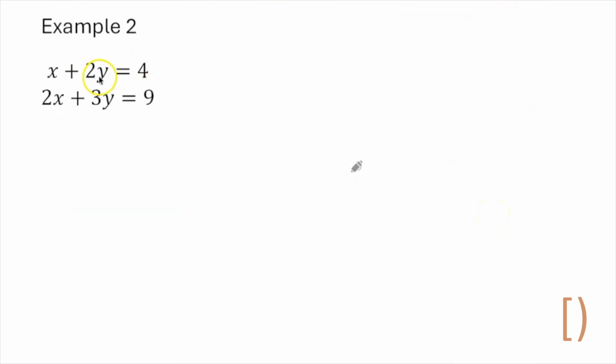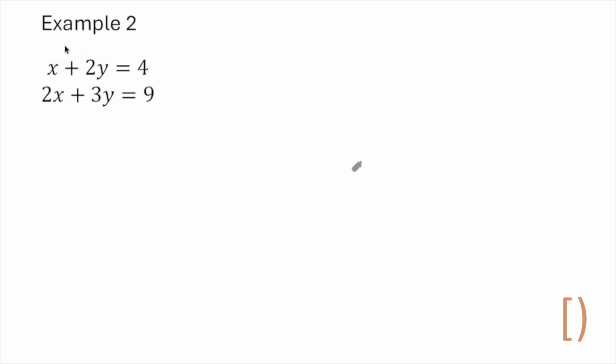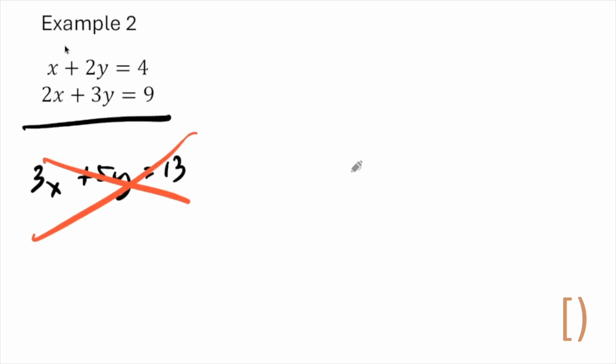So here in example 2, if you notice, if I add these down, just to show you, you're going to get 3x plus 5y equals 13. And we do not want that. Nothing canceled out. That is not what you want. Anytime you do that and nothing cancels, you're doing it wrong. So go back and reevaluate your life.